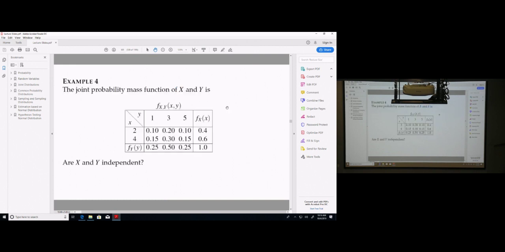The joint probability mass function of X and Y is this. The table does not include the column totals and the row totals. So all you have is these 6 numbers, and I have it here, all right?